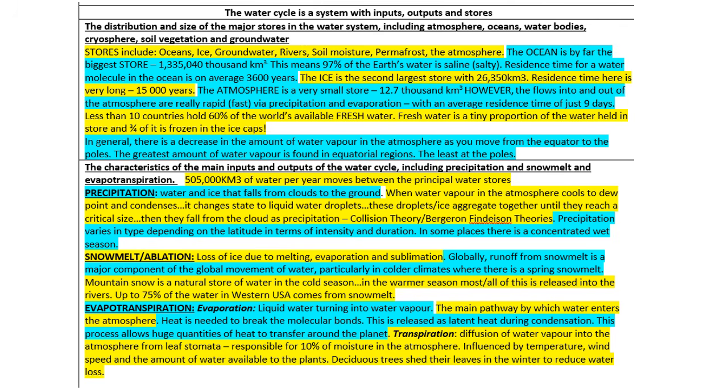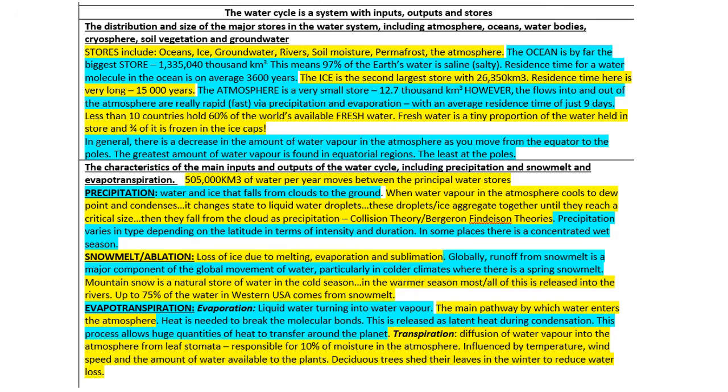So we need to be able to talk about the distribution and size of the major stores in the water cycle. So the biggest store is the ocean. It's by far the biggest store. You could look at learning the value, the kilometres cubed if you want to. We also need to be able to talk about the fact that 97% of the Earth's water is saline, is salty. And we also need to be able to talk about the residence time. So a water molecule in the ocean will be there for an average 3,600 years.